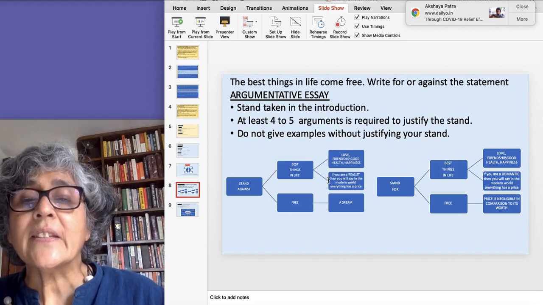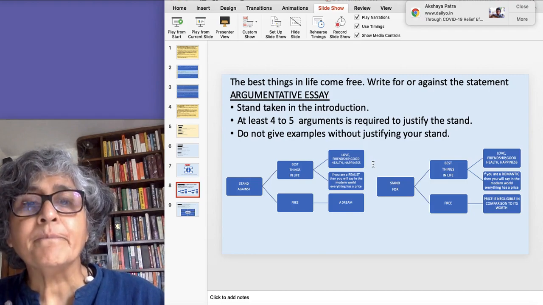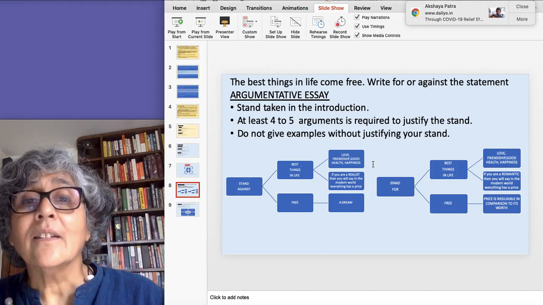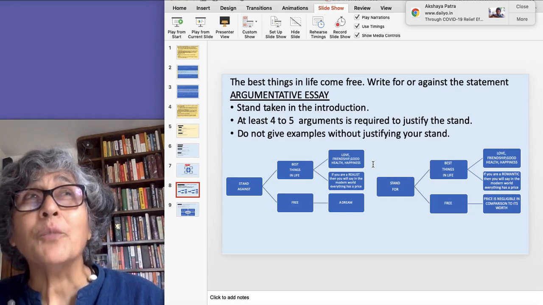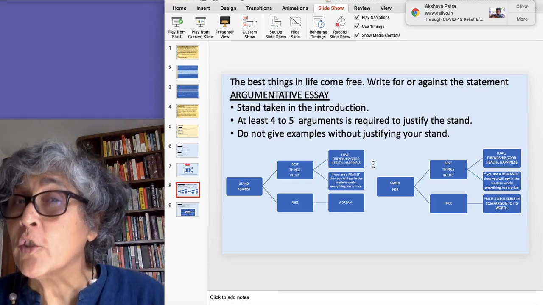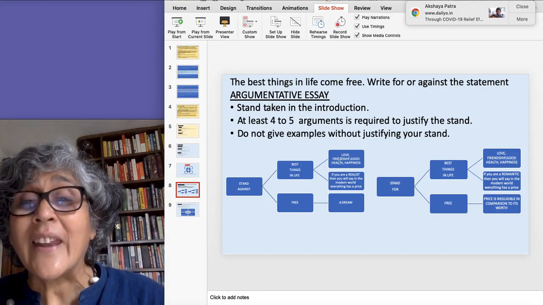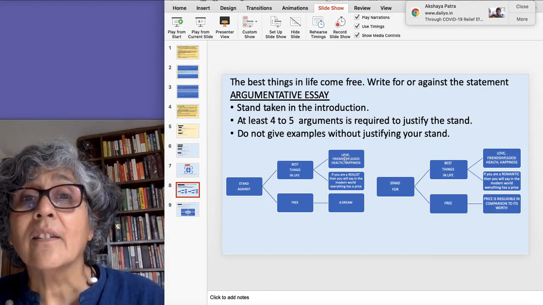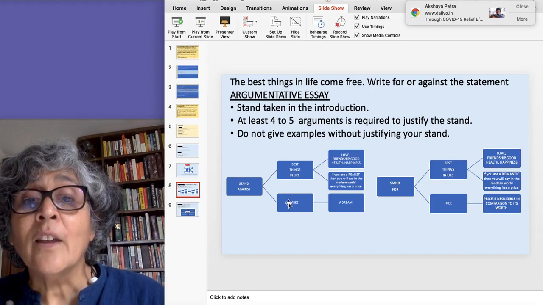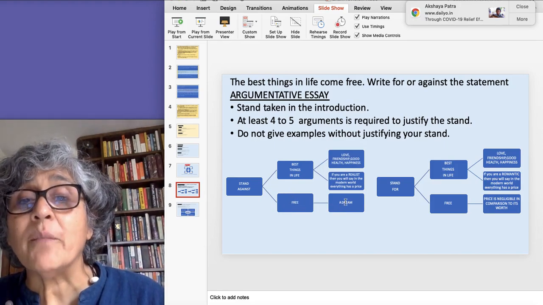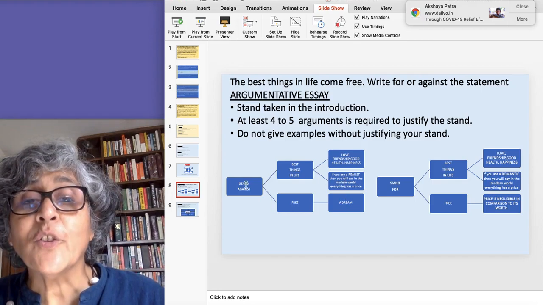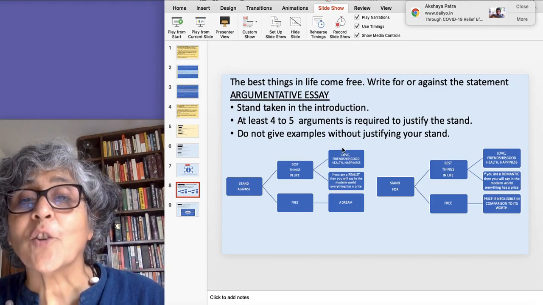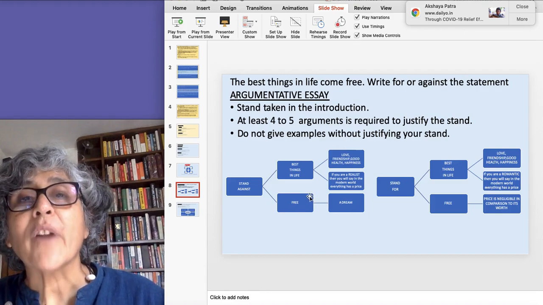If you're a realist, then you will say in the modern world everything has a price. So you're against it. The best things in life do not come free because you're a realist. Probably, if I can call you, you're also a cynic. You believe that everything has a price and you're going to stick to it. And when you say everything is free, you'll say it's a dream because it has a price, so it cannot be free. So you see, this way you are against the topic that everything has a price.